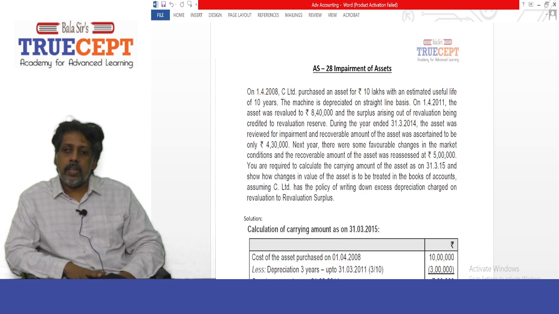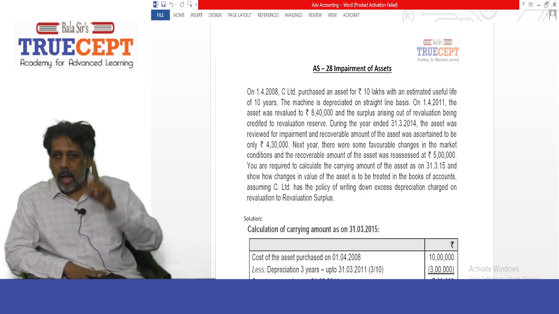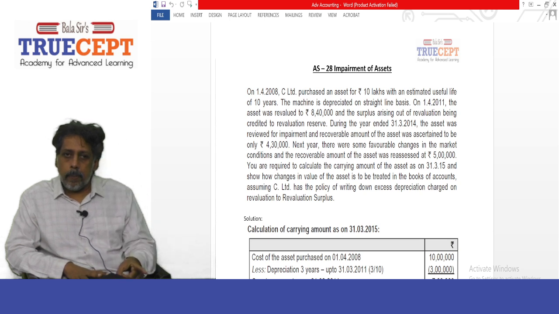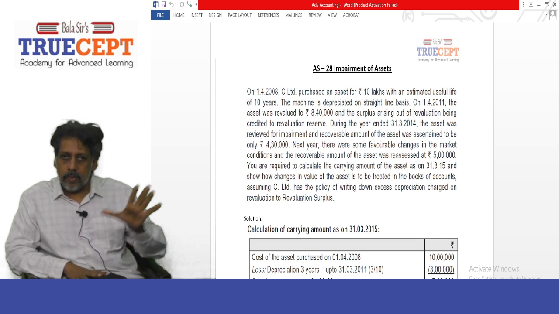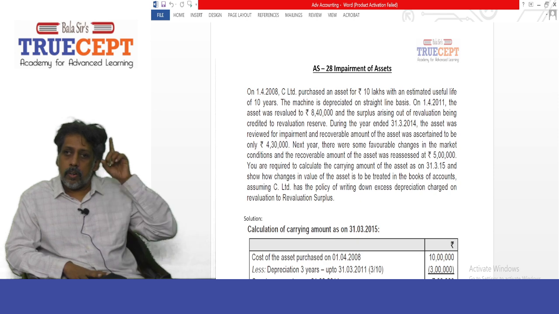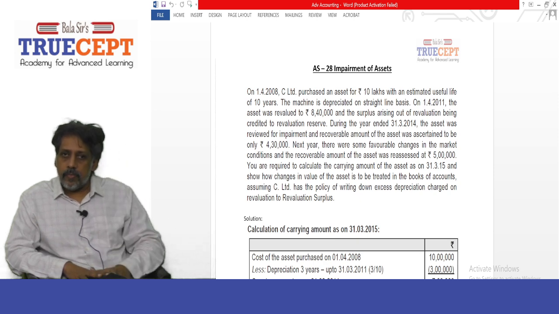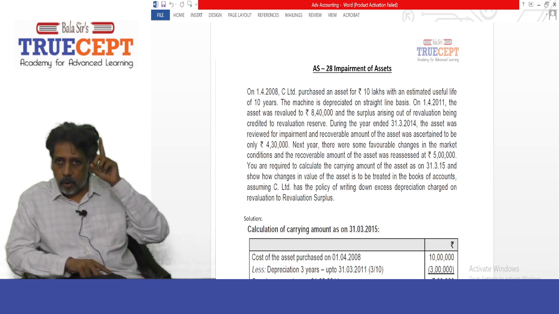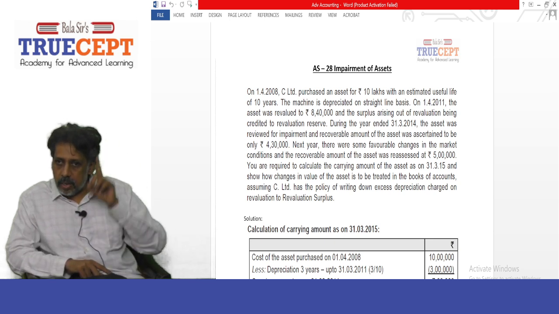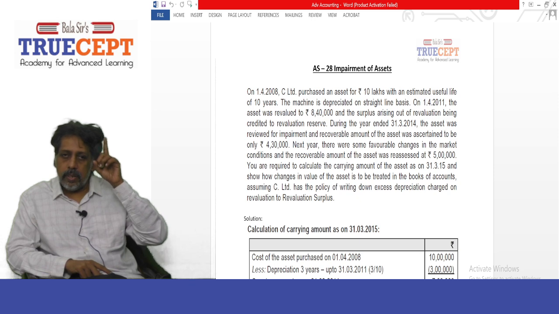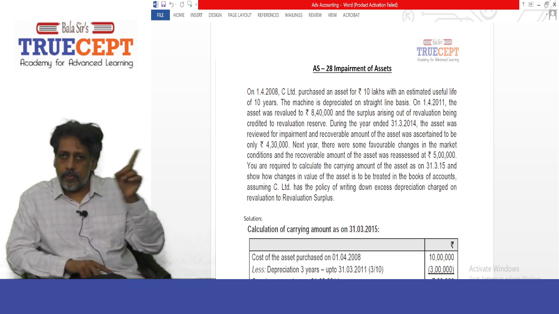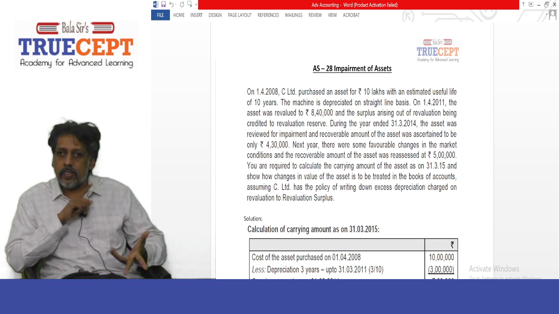What is the meaning? Now suppose you had not tested the asset for impairment on 31/3/2014, what would have been the value on 31/3/15 from 4,80,000? Remember that number? Minus another 1,20,000 depreciation for the year 14-15. How much do you get? 3,60,000.